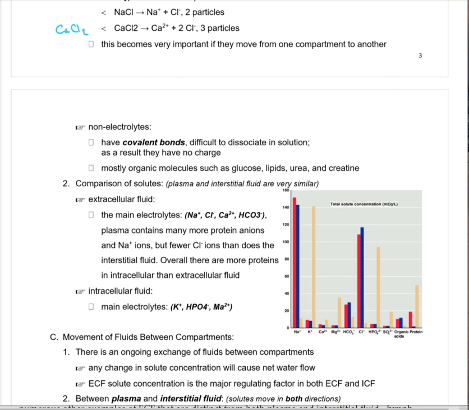Now, non-electrolytes have covalent bonds, right? So these are bonds that don't dissociate very easily in solution, and they don't have charge. No charge, and so remember that is a way to say that they are non-polar, right? They don't have charge. And many organic molecules fit in this. So most of the organic molecules that we're going to break down and use as food, and a lot of the organic molecules that are waste products, are going to be in this category. Okay.